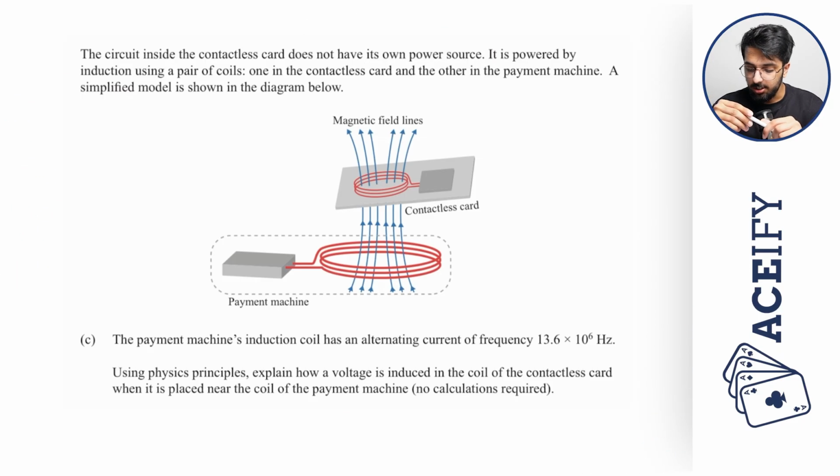The circuit inside the contactless card does not have its own power source. It is powered by induction using a pair of coils, one in the contactless card and the other in the payment machine.